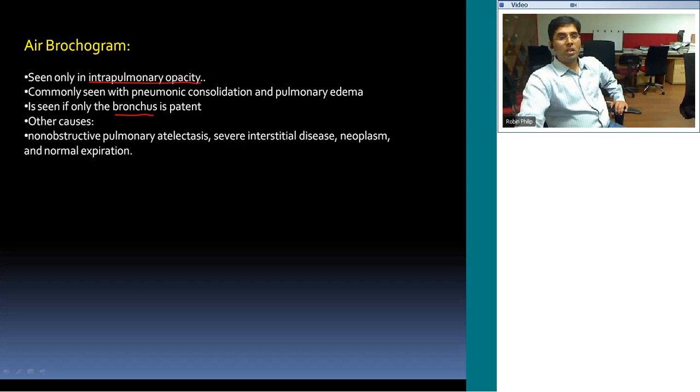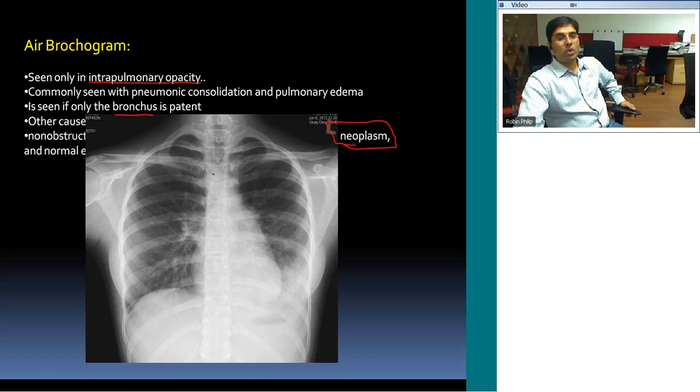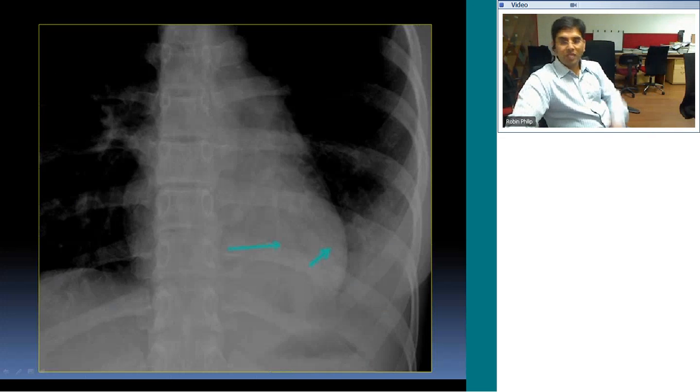So, other causes would be atelectasis, severe interstitial pneumonia, interstitial disease, and neoplasm, especially post-obstructive consolidation, and that's where you can see the air bronchogram. See here in this case, I'll show one more. Same patient, magnified image. You can see these lines here. Those are the air-filled bronchi. That is typical air bronchogram.